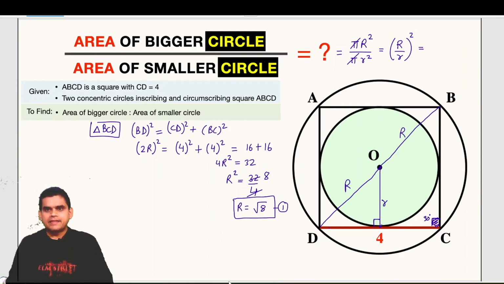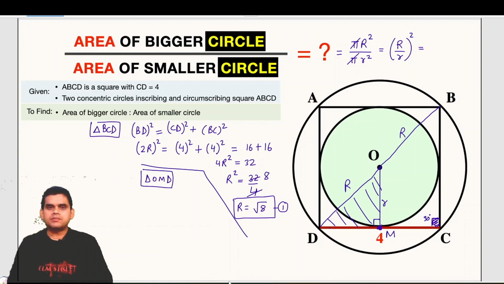For that, let me name this point as point M. So let us focus on triangle OMD. In triangle OMD, again we will apply the Pythagoras theorem here. So capital R square, being the hypotenuse, will be equal to DM square plus small r square. Capital R is already known to us, that is square root of 8 whole square.